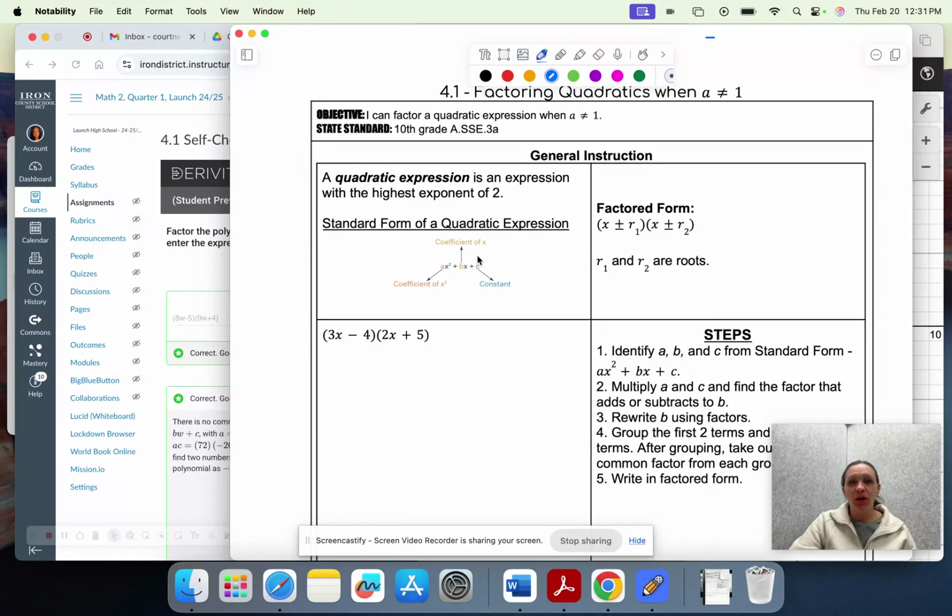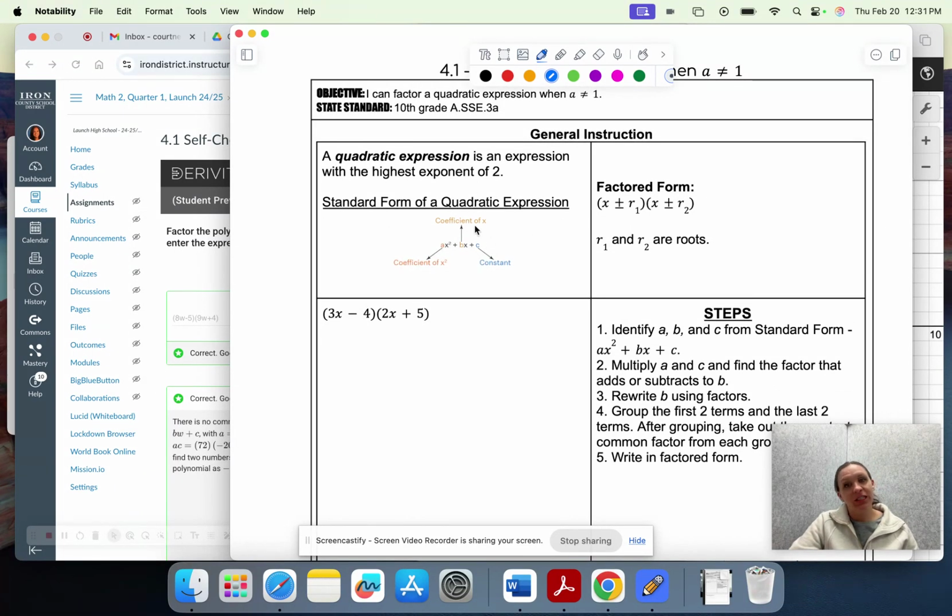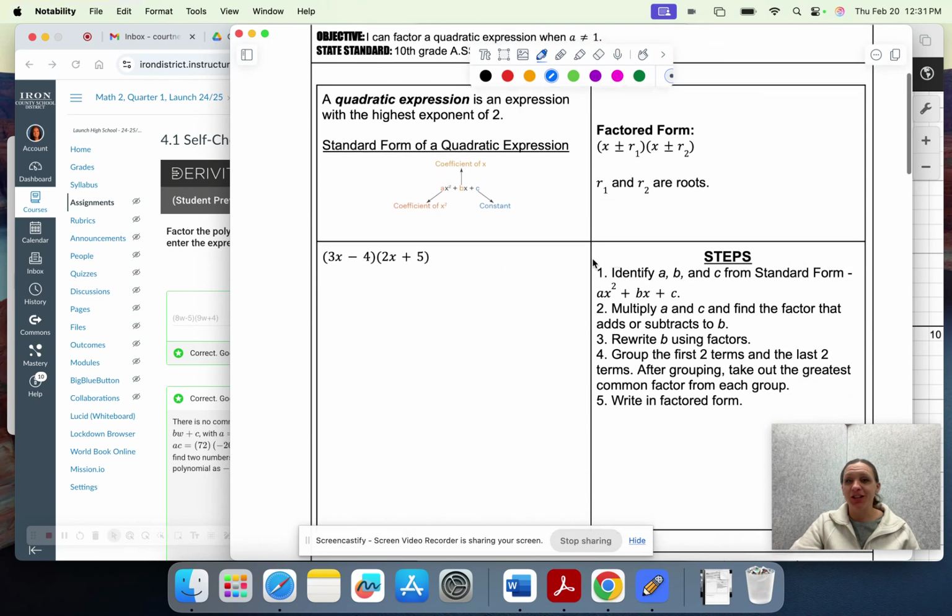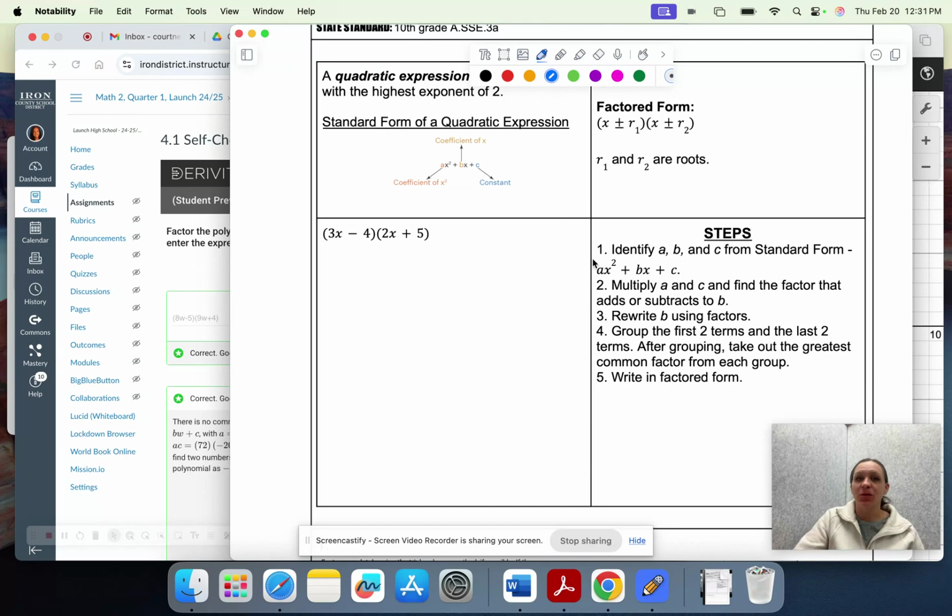All right, 4.1. We're doing the same thing we've been doing. It's just going to be a longer process. So we're factoring when this first number in standard form, a, is not equal to 1. So I'm going to start by multiplying a binomial, and then we're going to go backwards and we're going to factor.